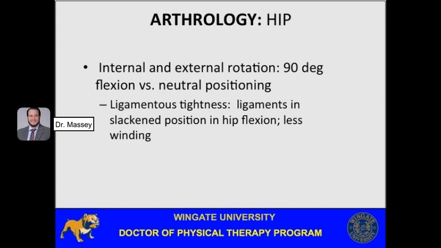So when we're talking about testing internal and external rotation range of motion, think about the difference that we might expect to see between having the hip in a flexed position versus a neutral position. In other words, testing in 90 degrees of flexion, we would expect basically a slackened position, whereas when we're talking about testing in prone or in a neutral position, we're going to be expecting basically a more taut position there.